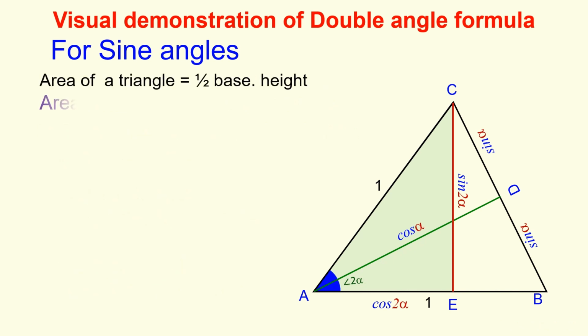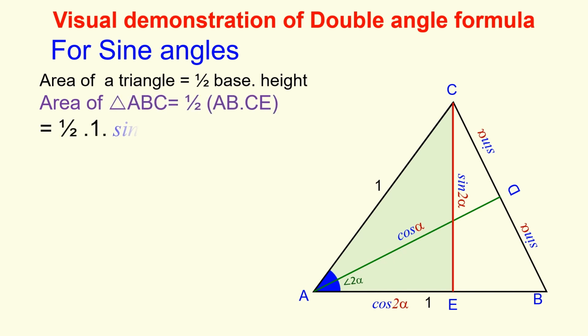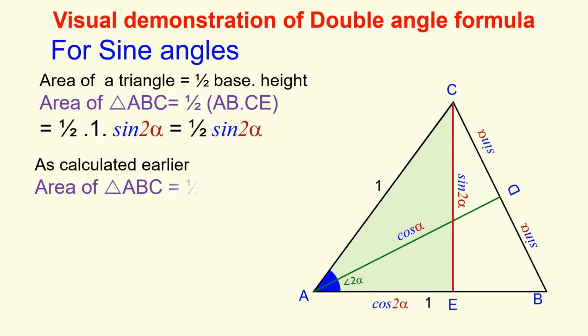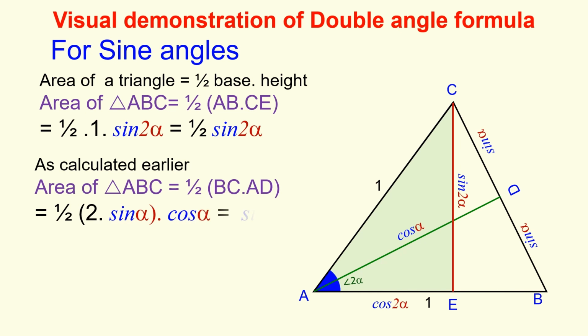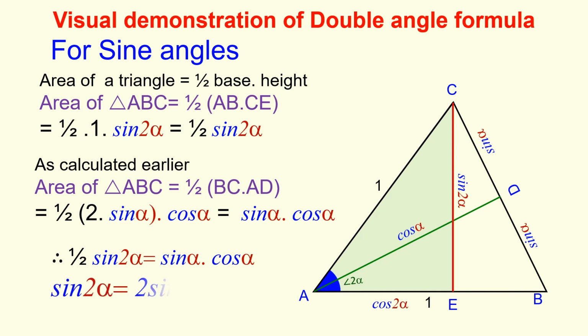So the area of triangle ABC equals half into AB into CE equals half into 1 times sine 2 alpha equals half sine 2 alpha. As calculated earlier, the area of the triangle equals sine alpha into cos alpha. Therefore, half sine 2 alpha equals sine alpha into cos alpha, or sine 2 alpha equals 2 times sine alpha into cos alpha.